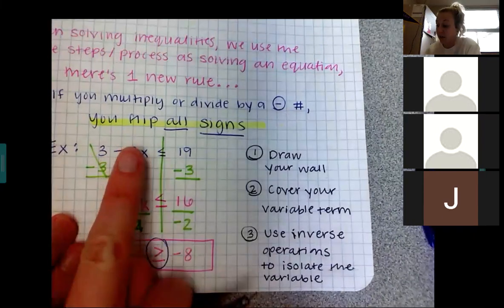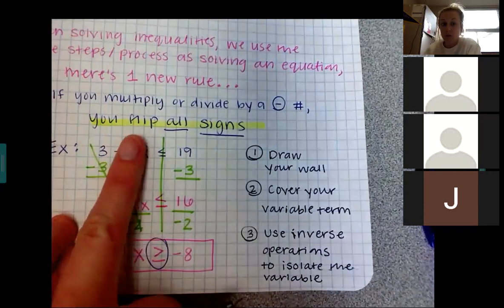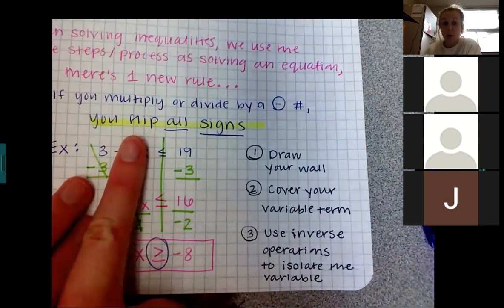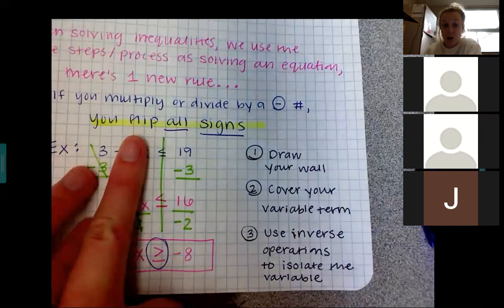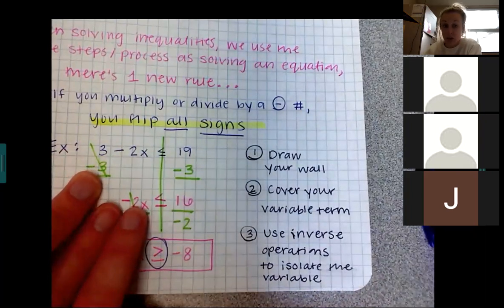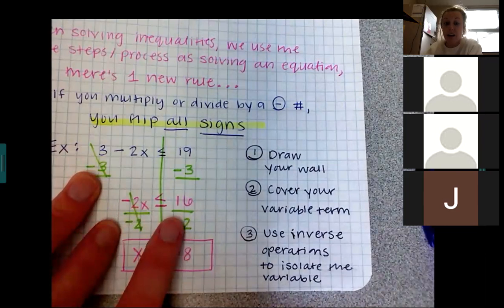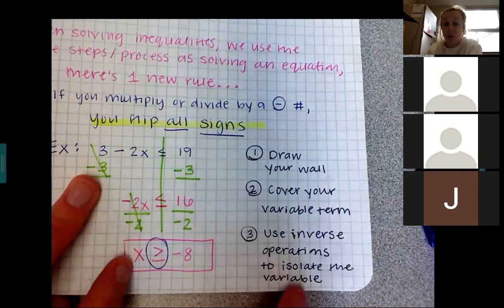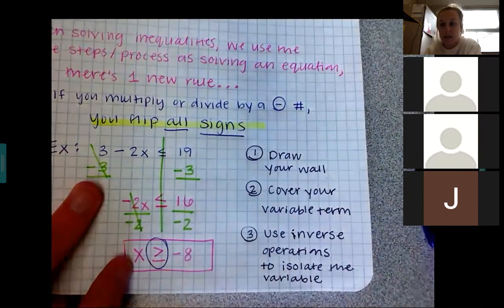So we did that here. Step 1, draw the wall. Step 2, cover the X term. Step 3, we did the opposite operation. We subtracted 3 on both sides. And then we did the opposite here. Instead of multiplying by -2, we divided it so that we could get our variable by itself. That's what isolate means. If you put something in isolation, it's by itself.